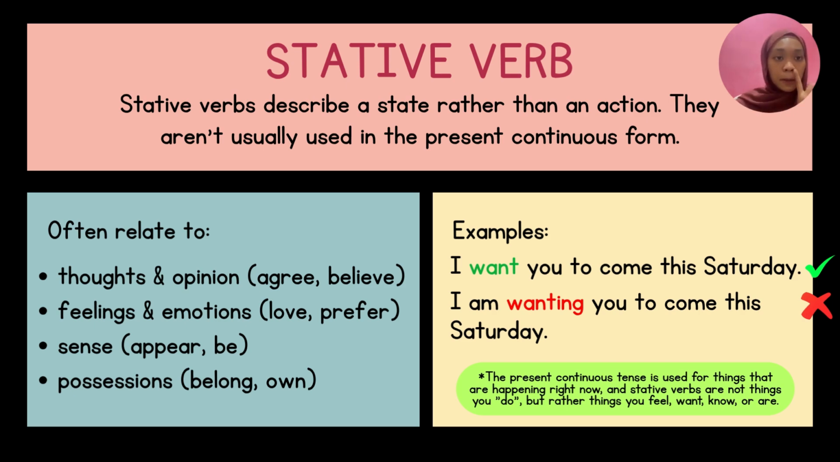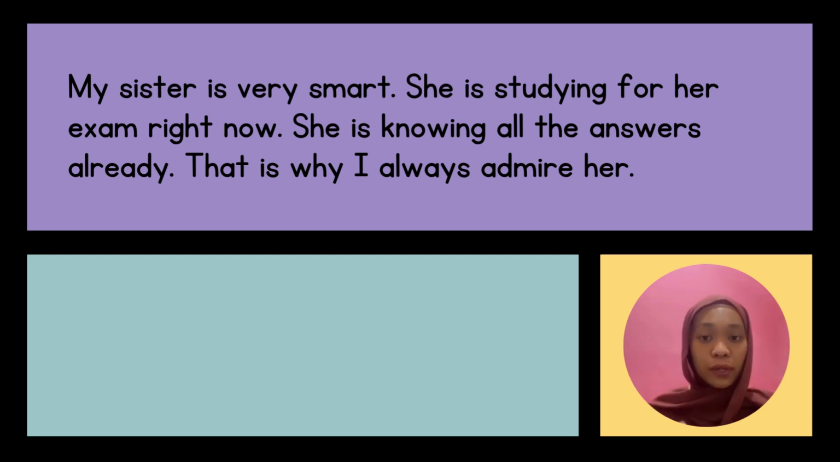So I want you to come this Saturday is correct, and I am wanting you to come this Saturday is wrong, because the present continuous is used for things that are happening right now and other functions. So stative verbs are not things that you do, but rather something that you feel or you want. You know, you want your friends to know about it. Okay. So let's look at another example.